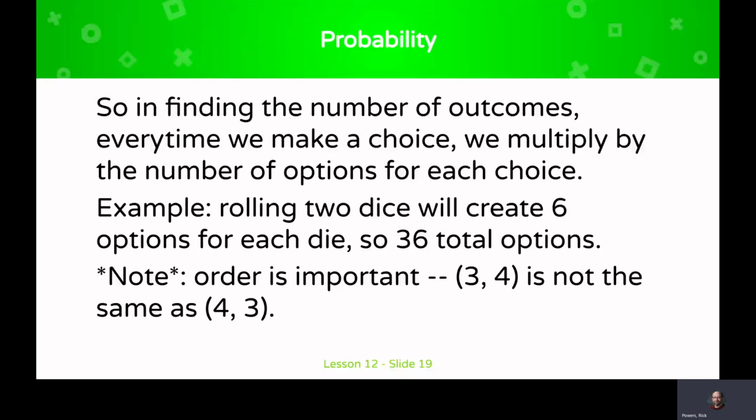So in finding the number of outcomes, every time we make a choice, we multiply by the number of options for each choice. Example, rolling 2 dice will create 6 options for each die, so 36 total options. Note, the order is important. 3 and then 4 is not the same as 4, 3.